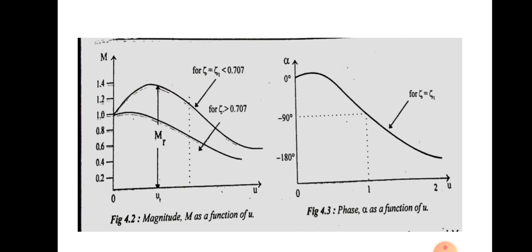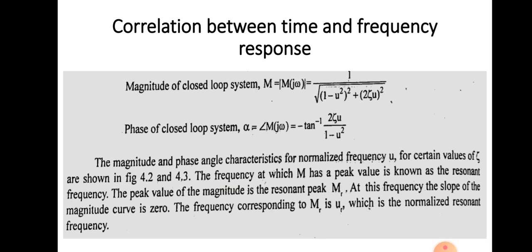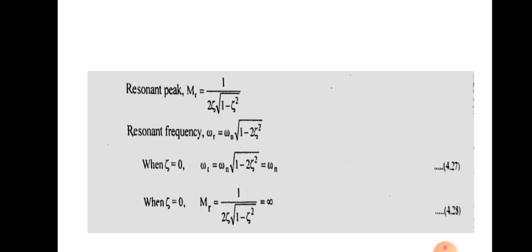In the case of the phase angle plot, the phase angle changes from 0 and then decreases to some value. For any value of epsilon equal to epsilon 1, the phase plot will look like this. So we can say that the peak value of the magnitude is the resonant peak MR. At this frequency, the slope of the magnitude curve is 0. And the frequency corresponding to the resonant peak is UR, which is the normalized resonant frequency.